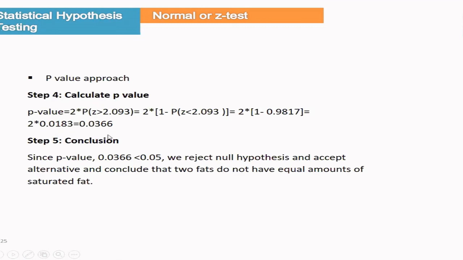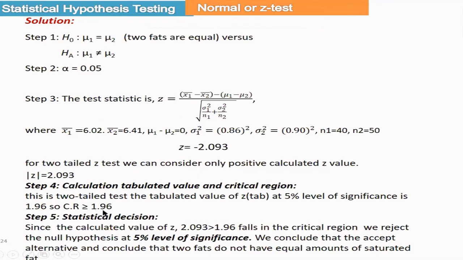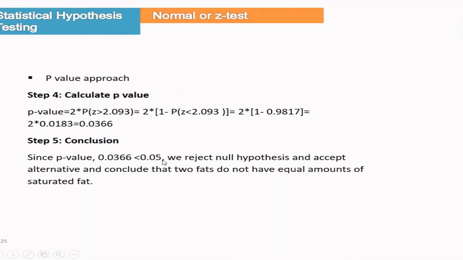Now we know that if the p-value is less than 0.05, for the 5% level of significance, we reject the null hypothesis. Now what is our p-value? 0.0366 is less than 0.05, so we reject the null hypothesis. Same as the conventional method, where it fell in the critical region, we reject the null hypothesis. That is, we do not accept that the saturated fat in the two brands is equal; we accept they are not equal. So as our p-value is less than 0.05, we reject the null hypothesis, accept the alternative, and conclude that the saturated fat in the two brands is not equal.